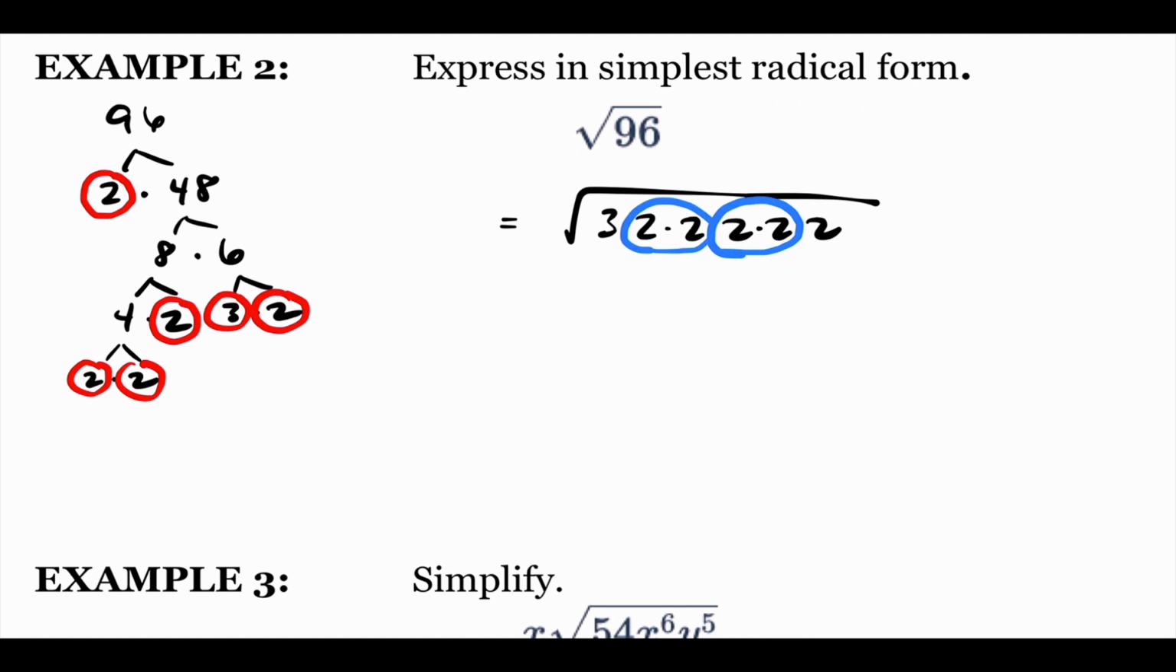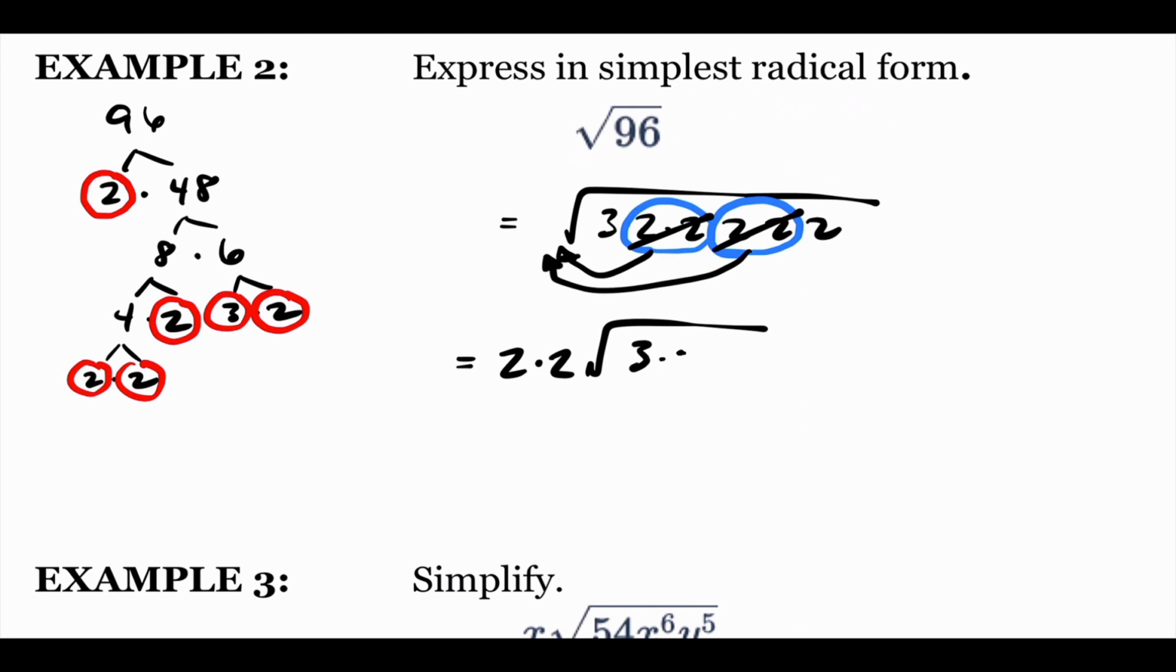How many 2's can move to the front now? Just 2. I know some people see 4 of them, so 4 can move up. No, just 2 because there's 2 pairs. The number of pairs can move out. So I got a 2 here and a 2 here. So that's going to be 2 times 2 in the front.